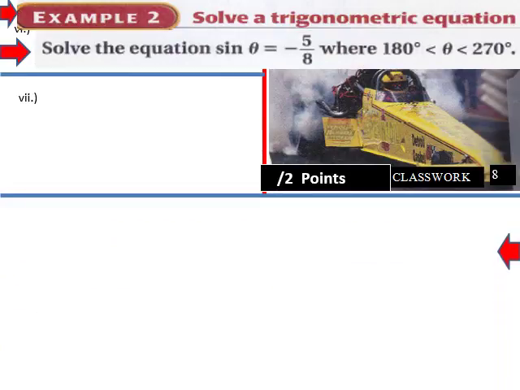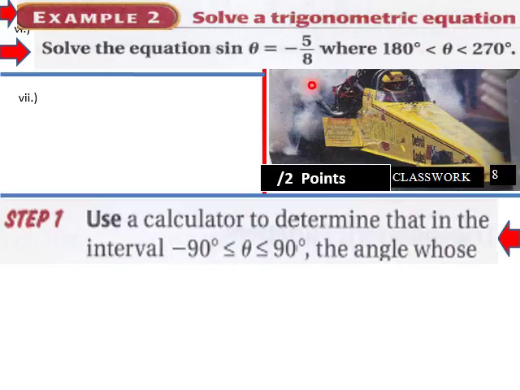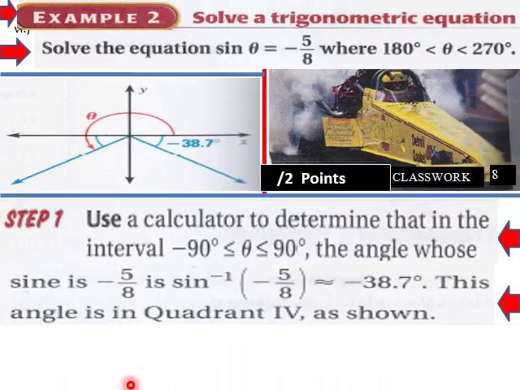Solve a trigonometric equation. Solve the equation sine theta equals negative 5 over 8, where 180 to 270 would be our domain restriction there. To determine this, first find the angle in the interval negative 90 to 90 degrees. So we're going to find that first, and this is what we get here: negative 38.7.